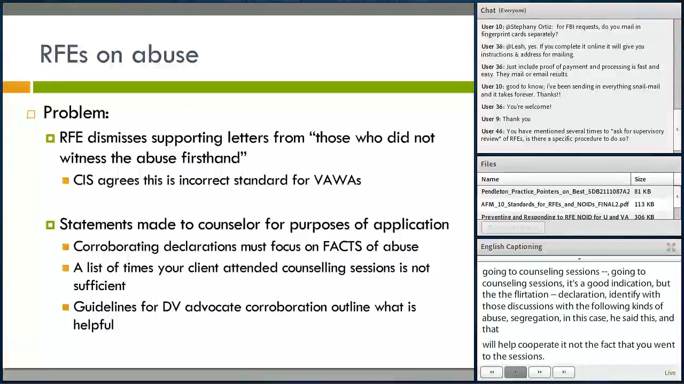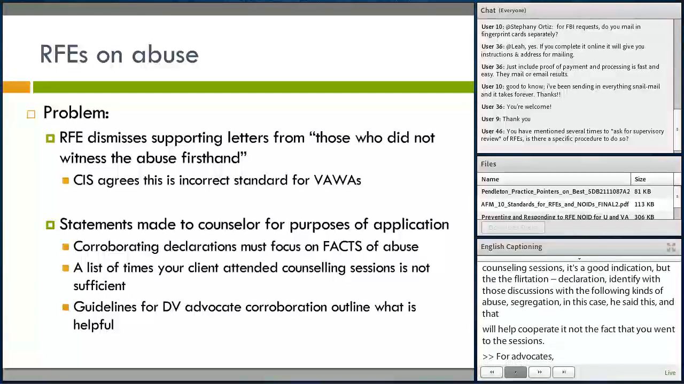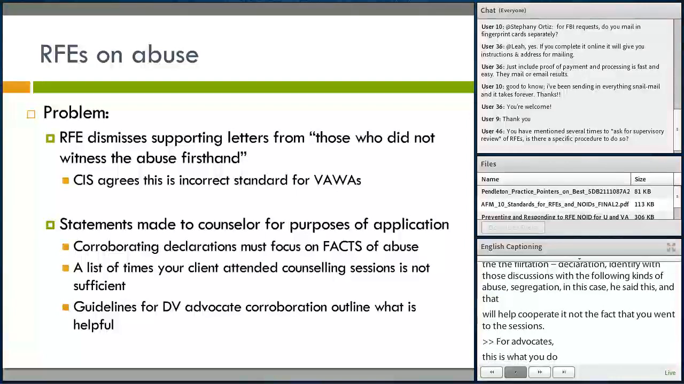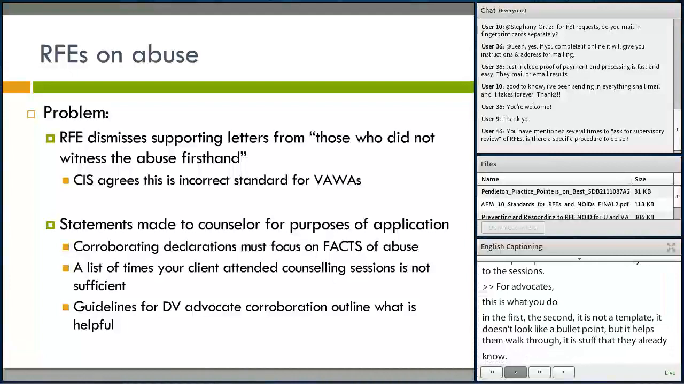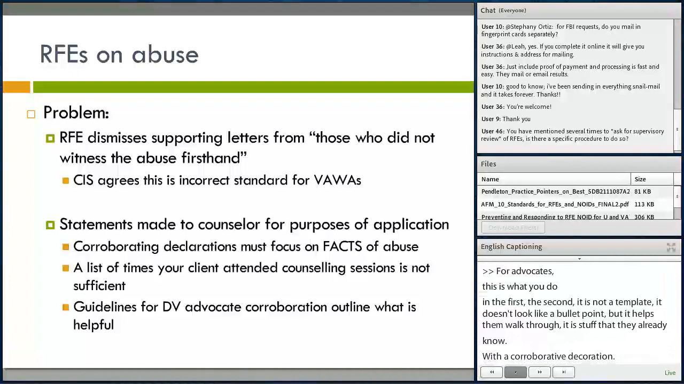And we have guidelines. I know that for some advocates, this seems like a daunting task, which is why I developed a long time ago a one-sheeter for advocates, DV advocates, not lawyer advocates, that says here's what you do in the first paragraph, here's what you do in the second. It's not a template, so it doesn't look like boilerplate, but it helps them walk through stuff they already know. So it isn't really as daunting as they think it's going to be to do a corroborating declaration for you.